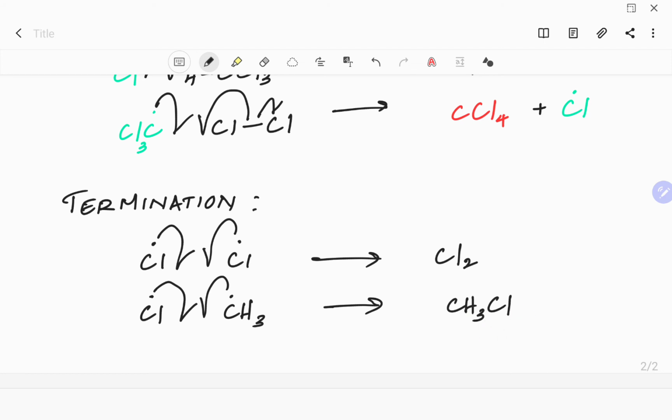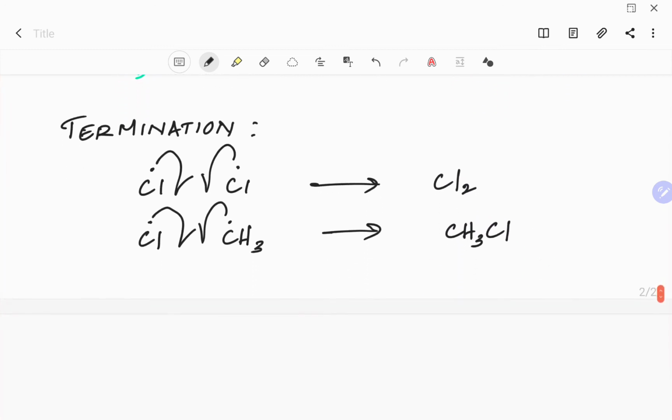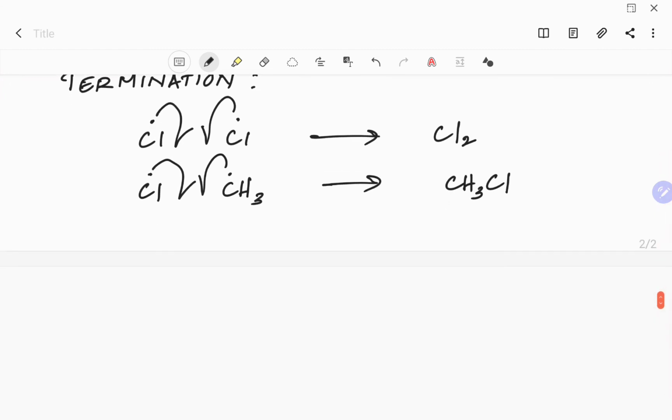As you can see, none of these reactions are forming another radical. This is why they are called termination. If you don't have another radical, these things can't react further. Sometimes you can react two methyl radicals. If two methyl radicals meet each other, they will react and form ethane. So many things are possible.